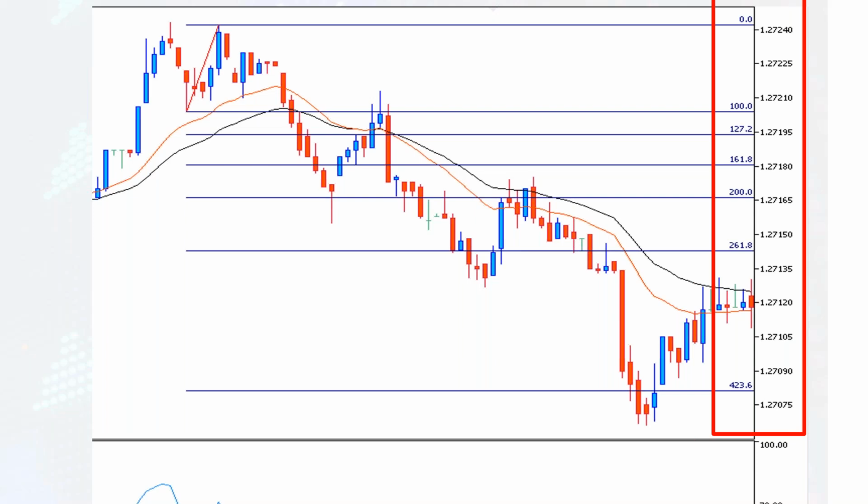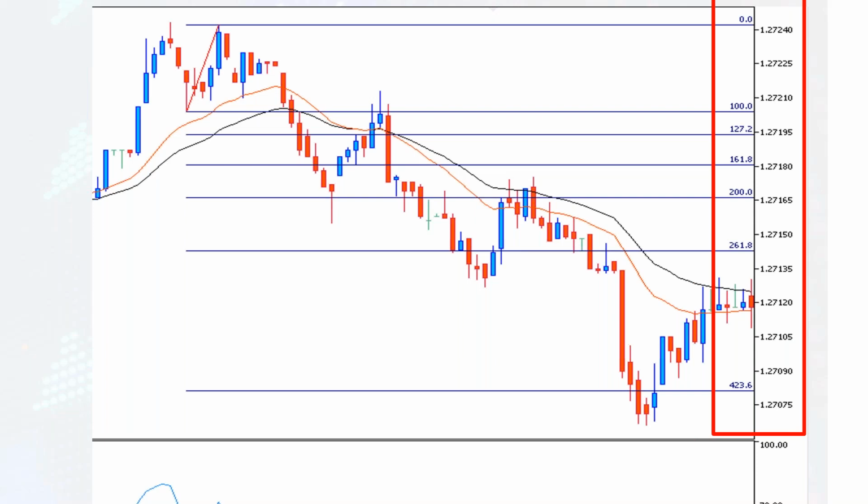Okay, so you see the 0 level represents the start of the initial move, and 100, which is here, okay? And 100% is the end of the move. So what does it mean? It means the 100 is the start of a retracement. But you see, after the retracement, we start a move in favor of the general market direction.